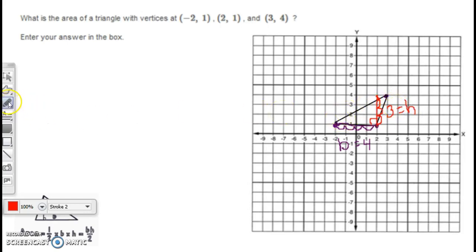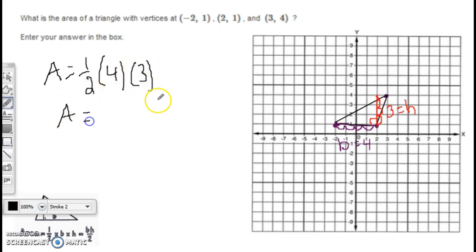And then I'm just going to plug it into my formula for area of a triangle, which is 1/2 of the base times the height. 4 times 3 is 12. Half of 12 is 6. So the area is 6 units squared.